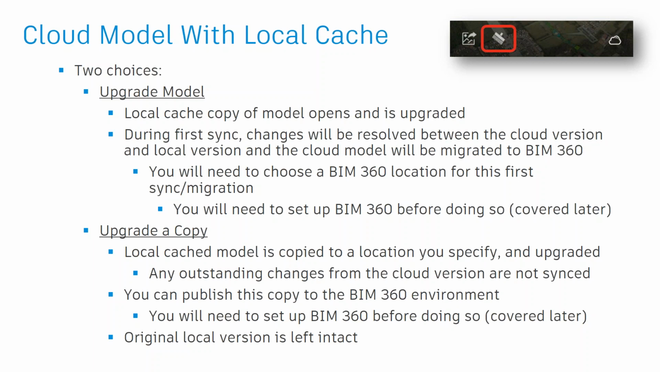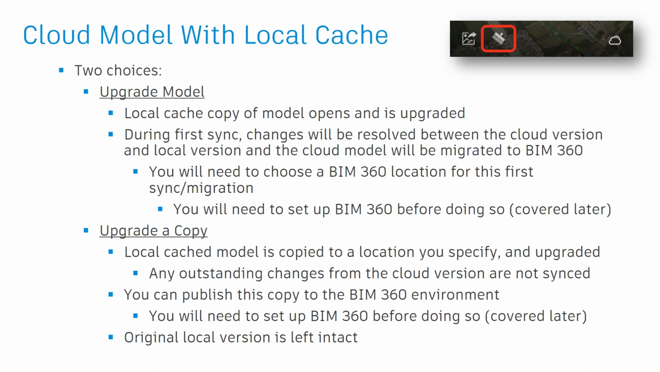All right, next option is upgrade a copy. When you pick this option, the locally cached model is copied to any location you specify on your hard drive or on the network. Keep in mind that any outstanding changes from the cloud version are not synced. Then, if you want, at some point, you can publish this copy to the BIM 360 environment. The publish command is very similar to the way it was before. The only difference is, instead of selecting a group, you're going to select a BIM 360 project and a folder within that project to publish to.